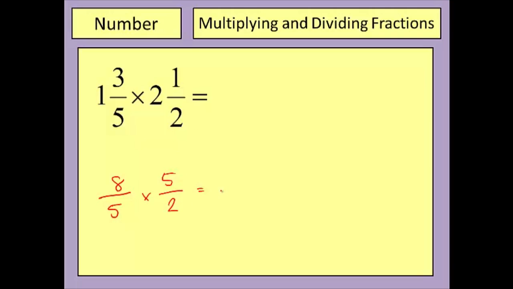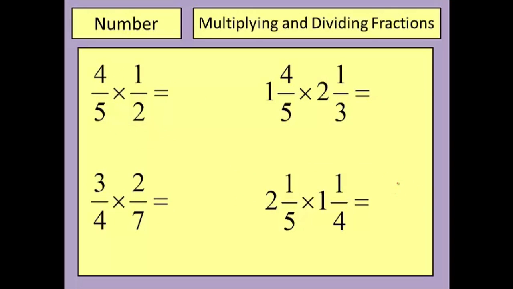Once I have these two fractions like this, I just follow the same rules. 8 times 5 over 5 times 2 will give me a final answer of 40/10, which will simplify down to 4/1, or as we know it, just the number 4. Here are 4 examples to have a go at yourself. Pause the video here, try these examples. When you're ready for some answers, hit play and I'll talk you through them.